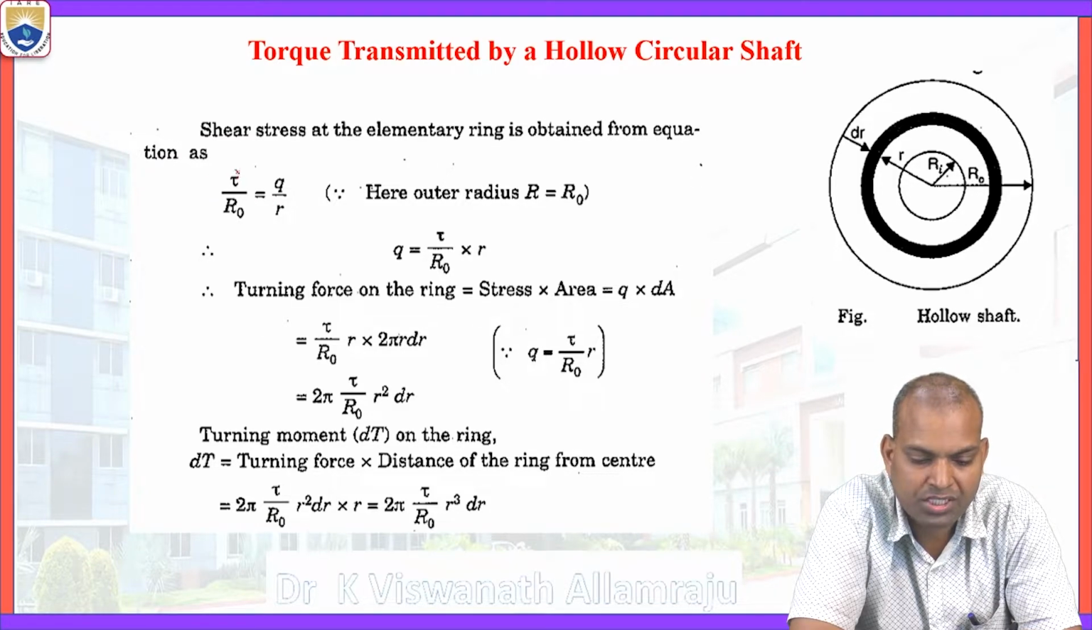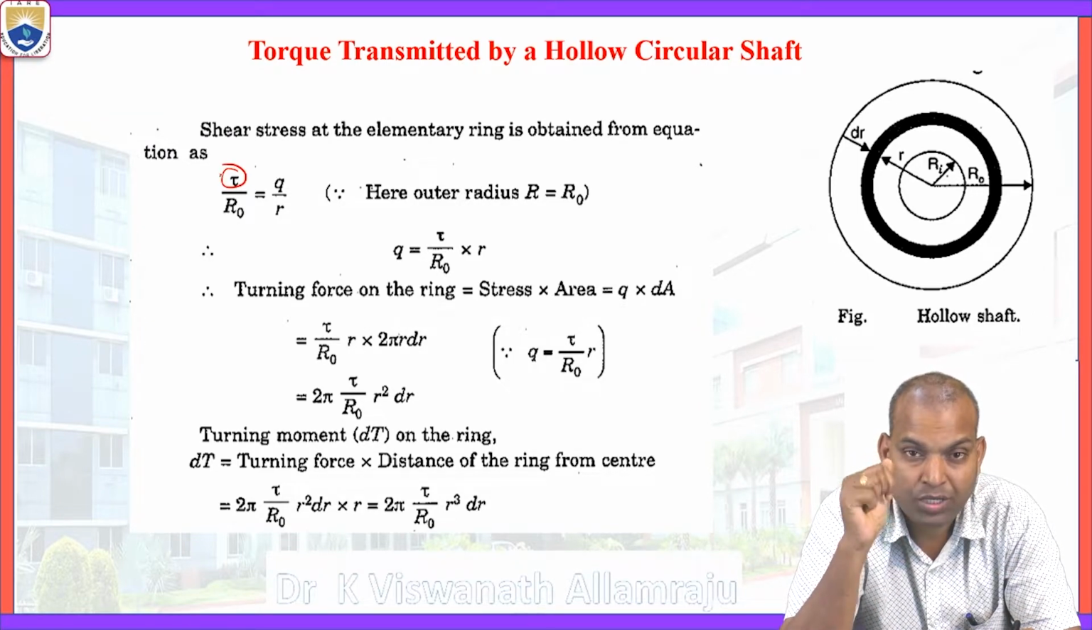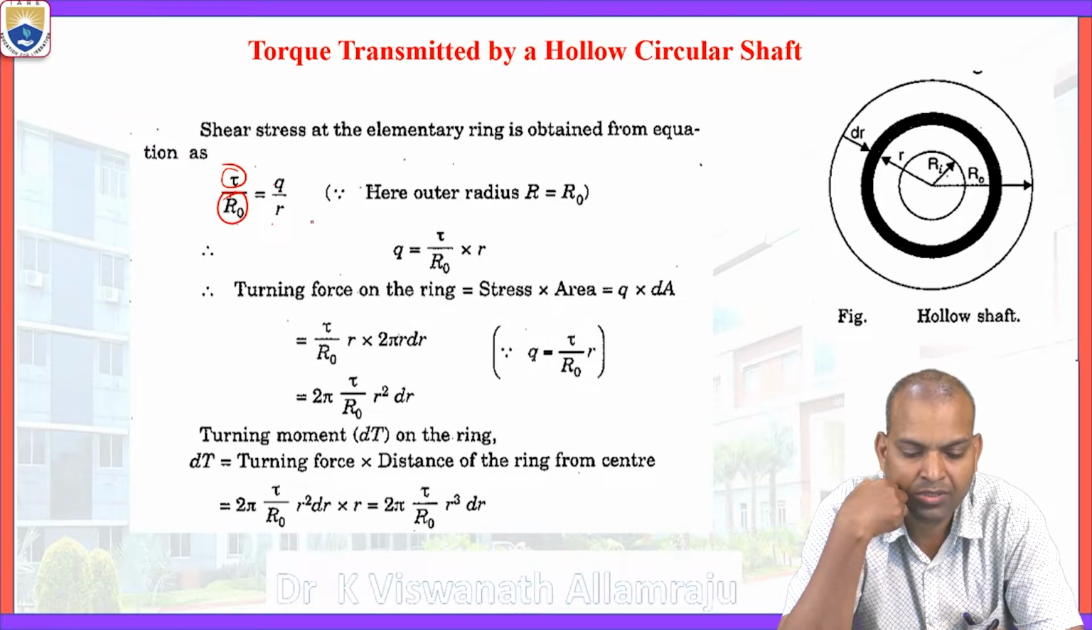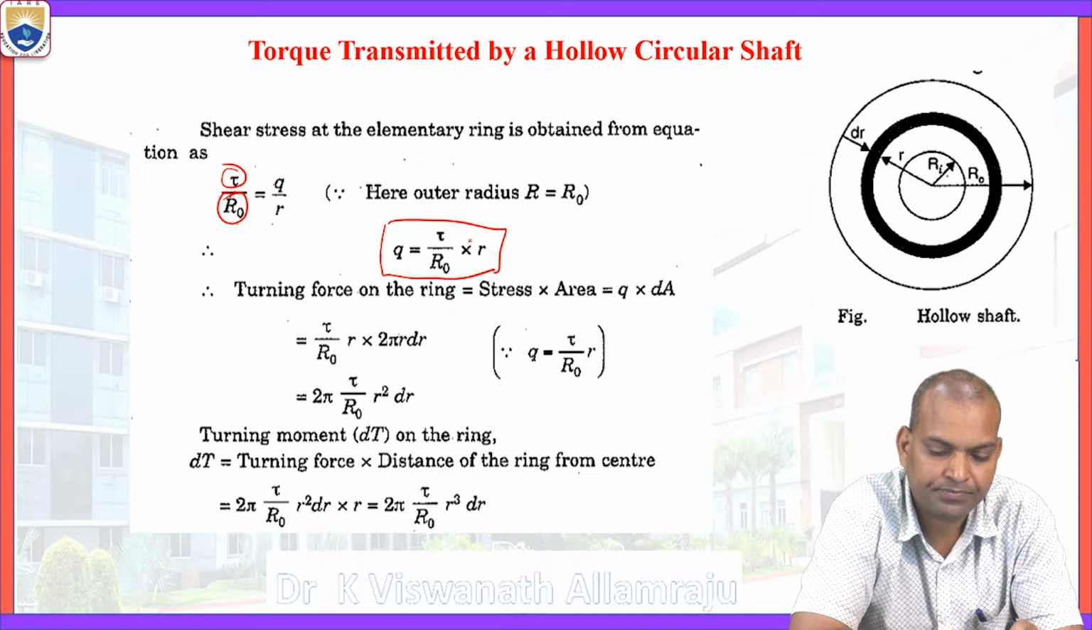Okay, but the shear stress is the maximum shear stress induced at the outer surface. What is the outer surface radius? R0. And at the elemental ring, q by r, from that q equals tau by capital R0 times small r. This is the elementary shear stress developed.